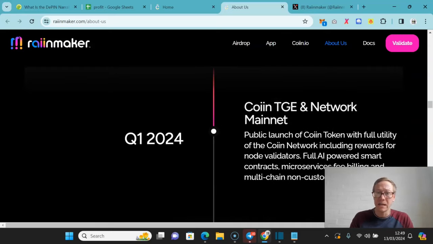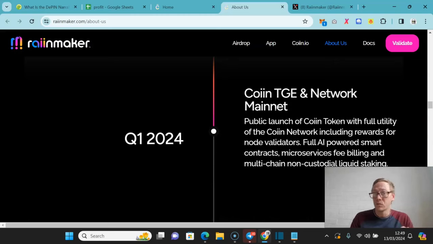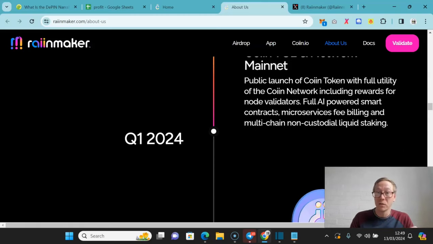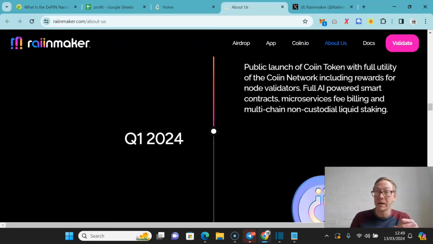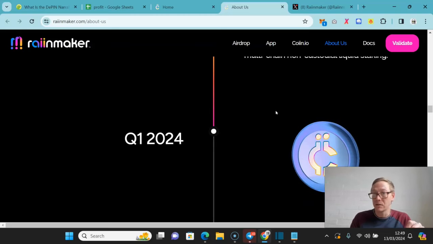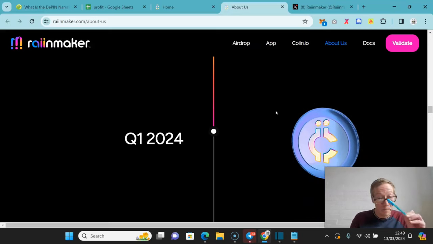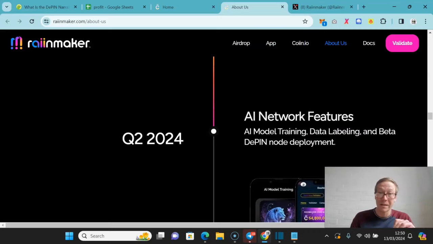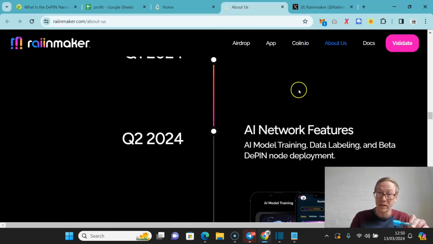And then as of today, they are going to be launching the coin token, and the network mainnet will go live. So the public launch of the coin token with full utility of the coin network, including rewards for node validators, full AI-powered smart contracts, microservices, fee billing, and multi-chain non-custodial liquid staking. Liquid staking is a big growth sector as well, so that's a smart move. Next quarter. So that's not happened yet in terms of the coin launch.